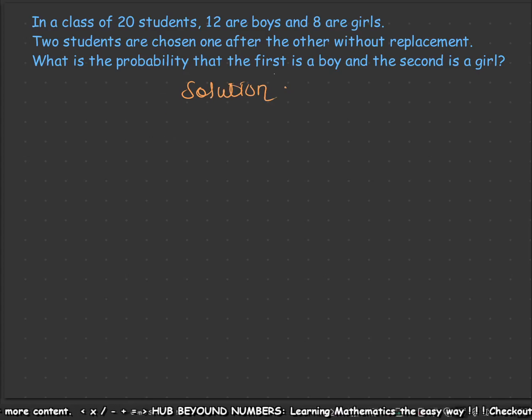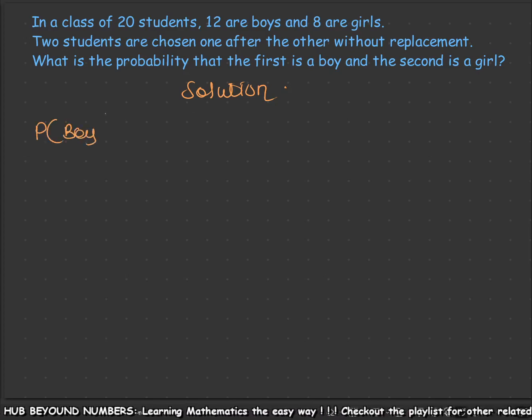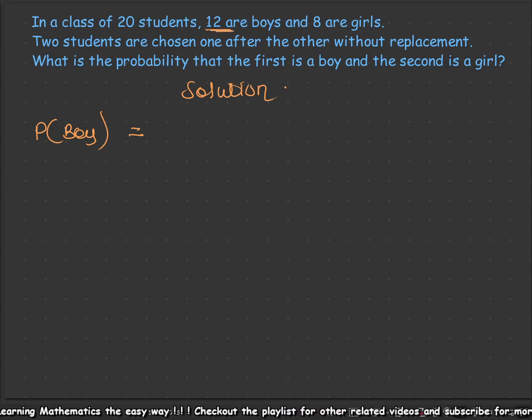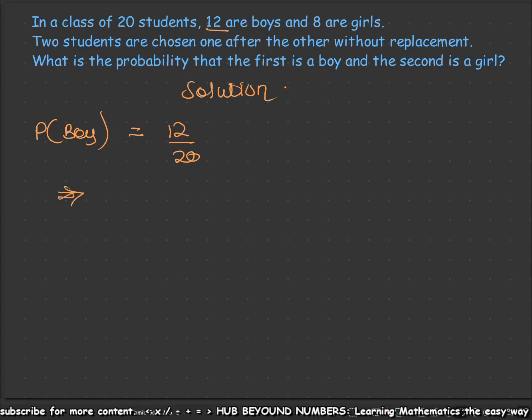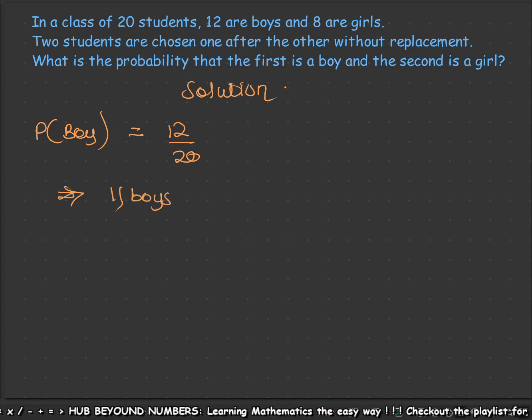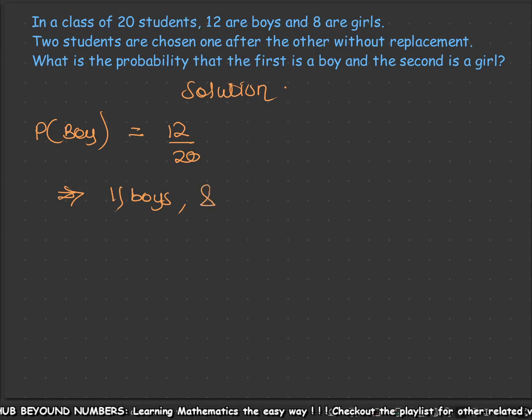Now, first of all, they said the first should be a boy, right? So you look for the probability of picking a boy first. And that is going to be the number of boys. We know the number of boys to be 12. So 12 all over the total number of students. We said there are 20 students. So that is 12 over 20. Right? Now, take note that after taking one boy, we no more have 12 boys, but we have 11 boys. And for the number of girls, it still remains 8 because we have not taken any girl, right?